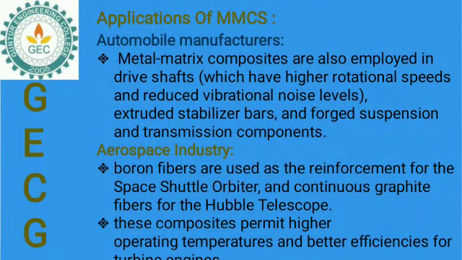Metal matrix composites are also employed in drive shafts, which have higher rotational speeds and reduced vibrational levels. Next, extruded stabilizer bars and forged suspension and transmission components.